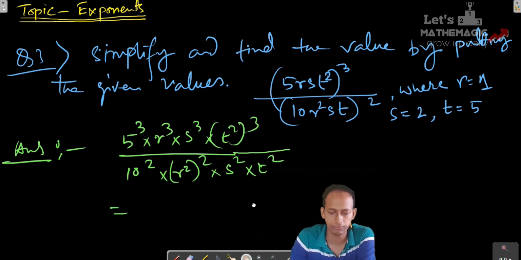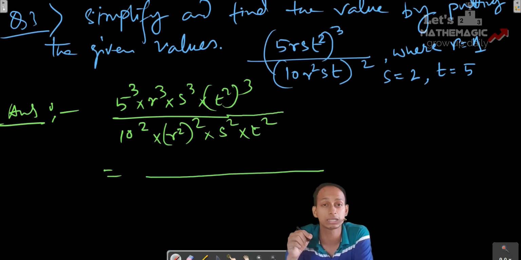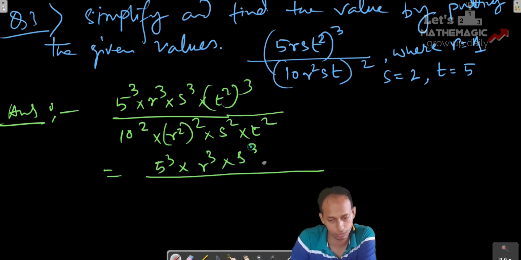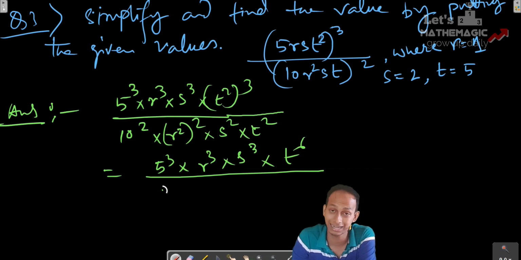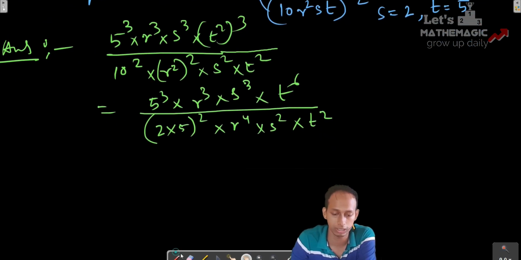Achha, so now in the next step, first of all we need to see whether all things are in exponent form or not. So first of all, 5 cube is in exponent form. Achha, this r cube is in exponent form. S cube is also in the simplest form, and as I've told, if two parts are there, one inside the bracket and one outside the bracket, then we just multiply them. So t to the power 6 it would be, and this is 10, so 10 can be broken as 2 into 5, its whole square. Then r to the power 4 it would become, already I have explained, this would be s square, this should be t square, right? Now we'll apply the next formulas, next step.